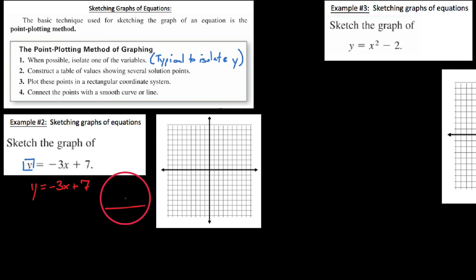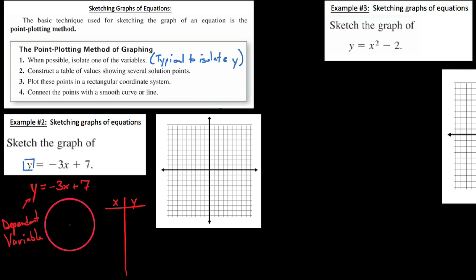In terms of making this table, we're going to make a t-chart. I tend to list mine x and then y, but because I have y solved for in terms of x, I look at y as what we call the dependent variable. The dependent variable is kind of like saying it depends upon what x is. So we actually need to know what x is first, the independent variable, before we can give you a dependent variable value, or a y value.